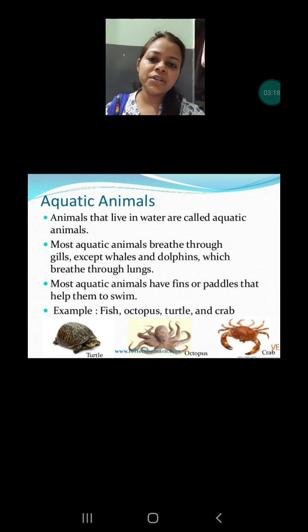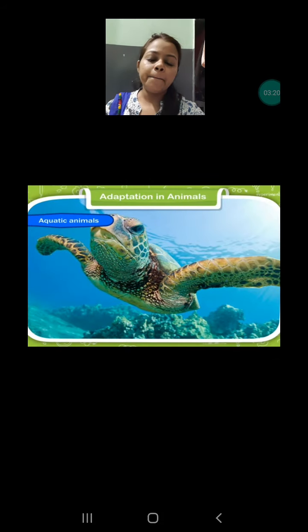The third adaptation is they have a paddle-like structure. Their four limbs are converted into a paddle-like structure so that they can swim in the water very easily. Here you are seeing a turtle which has a paddle-like structure as its four limbs so that it can swim in the water very easily.